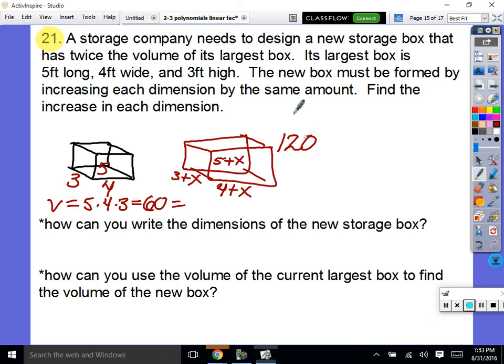Let's set up a true statement. When does our volume equal 120? Well, volume is length times width times height, right? Yeah. So 5 plus x times 4 plus x times 3 plus x. Now, aren't we just finding the x that will make this a true statement? So it's solving it, right?